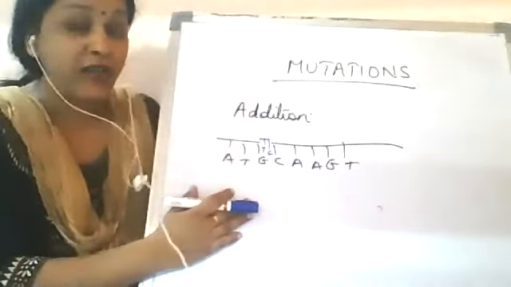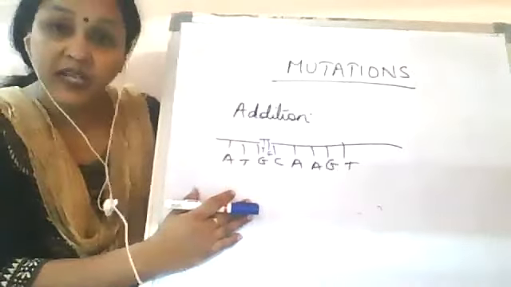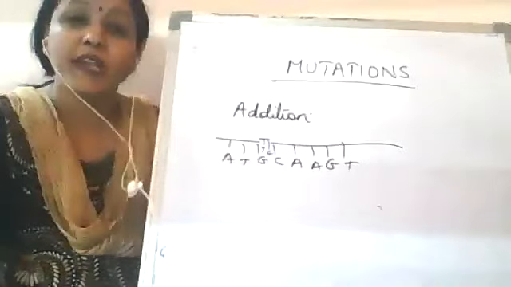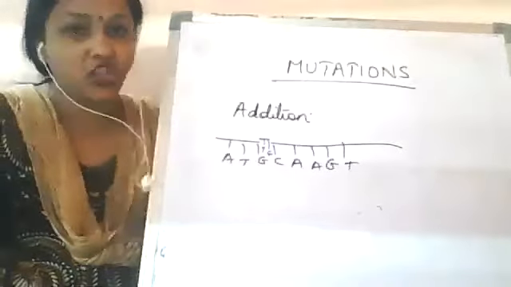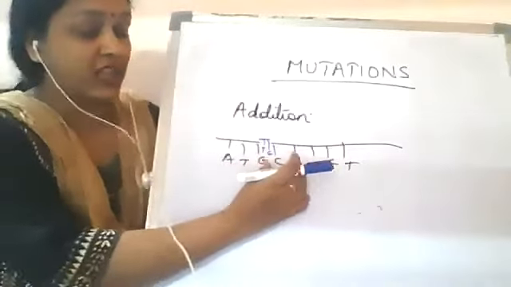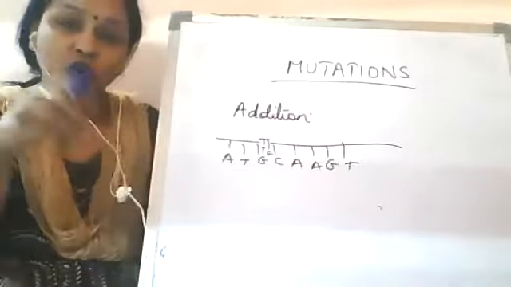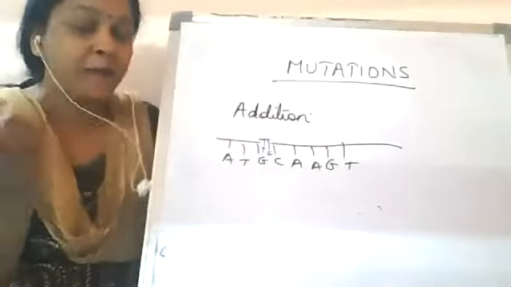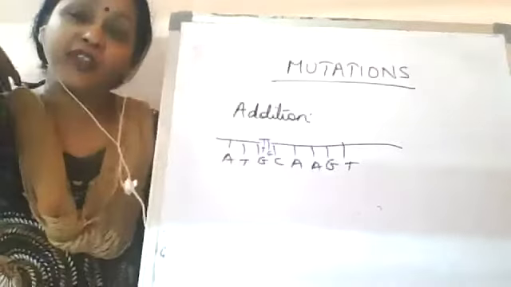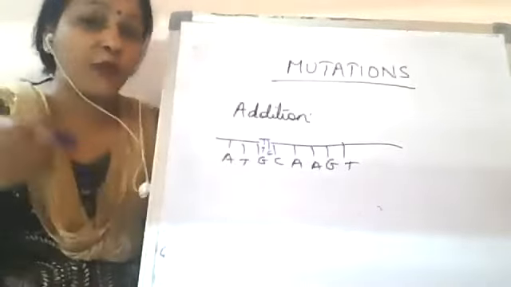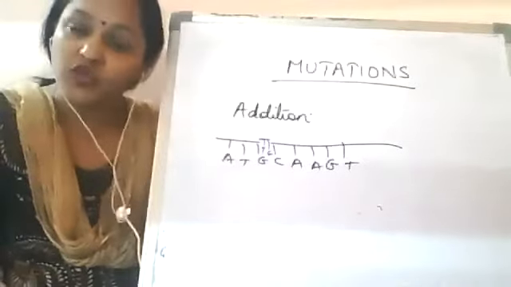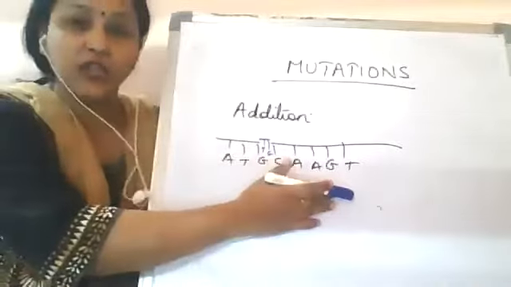Why is this reading pattern so very important? We'll study in the next chapter. In the next chapter, when we study DNA transcription, translation, and the genetic code, you will learn that if any one or two nucleotides are added or deleted, it can lead to a change in the reading pattern of the DNA. And if the reading pattern of the DNA changes, the type of RNA it will form, and the type of proteins formed from this RNA, will also change. Okay, so this is what is known as addition.